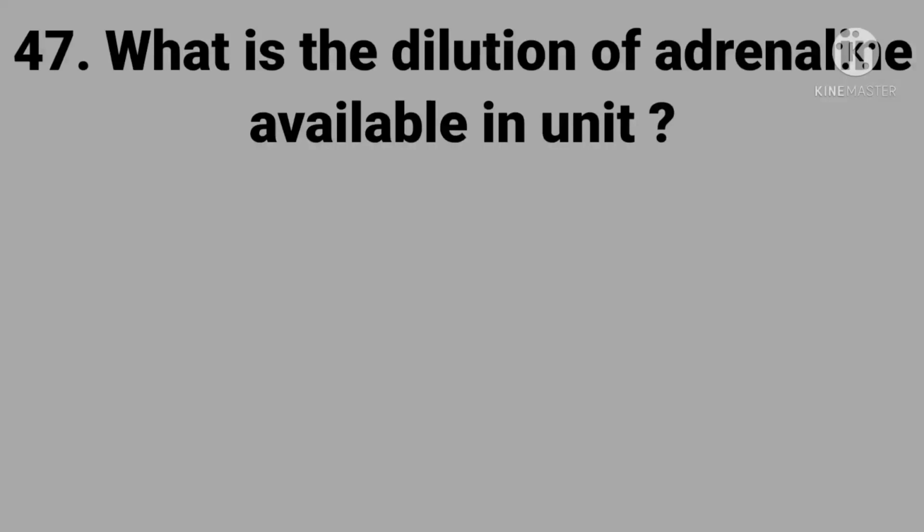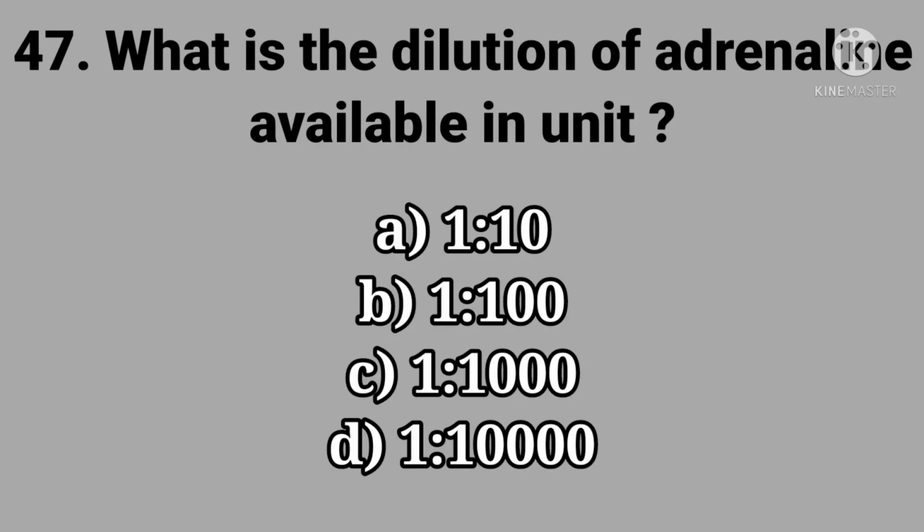The next question, what is the dilution of adrenaline available in unit? The options are 1:10, 1:100, 1:1000, 1:10,000. Dilution of adrenaline, the answer is 1:1000.